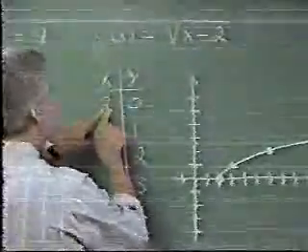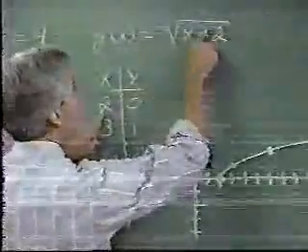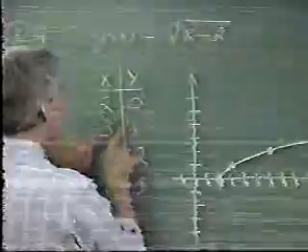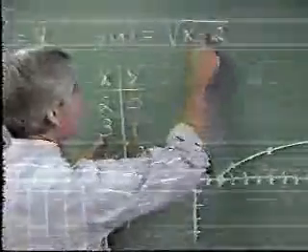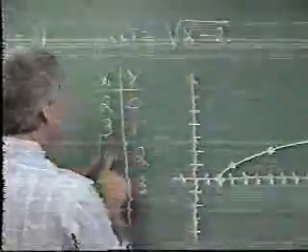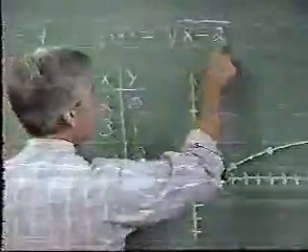Let's see. If x is 2, you see I have 2 minus 2 or 0 under the radical. The square root of 0 is 0. If x is 3, 3 minus 2 is 1. Square root of 1 is 1. If x is 6, 6 minus 2 is 4. The square root of 4 is 2.